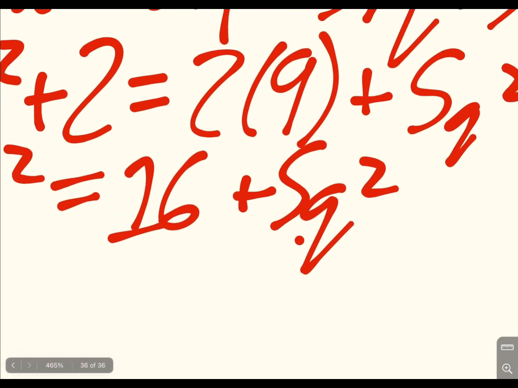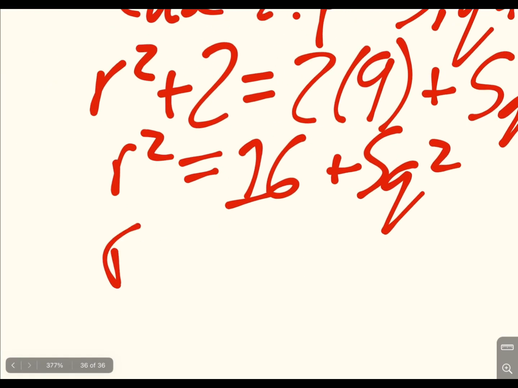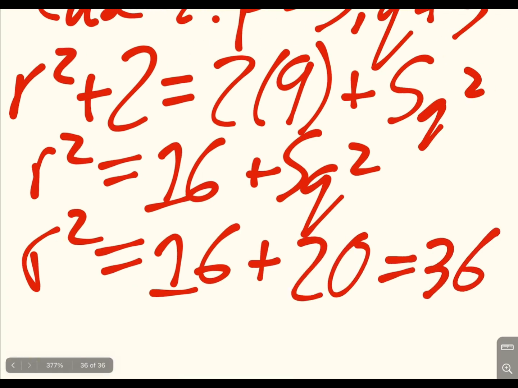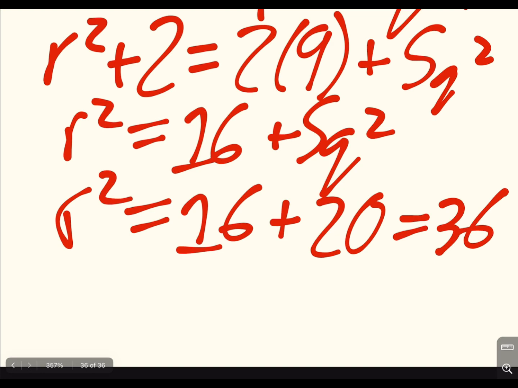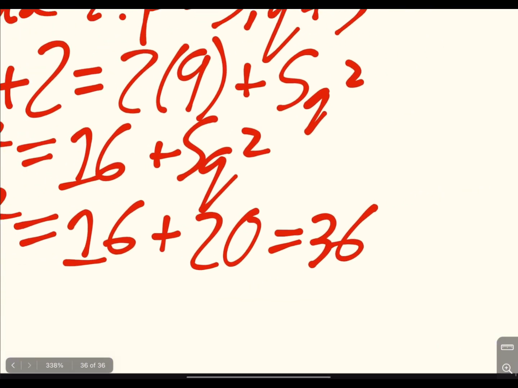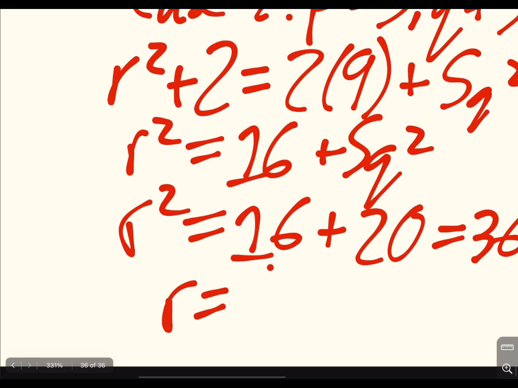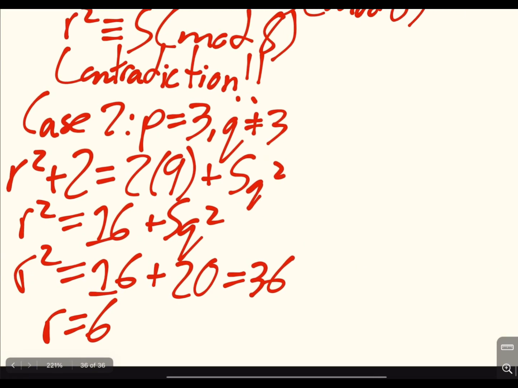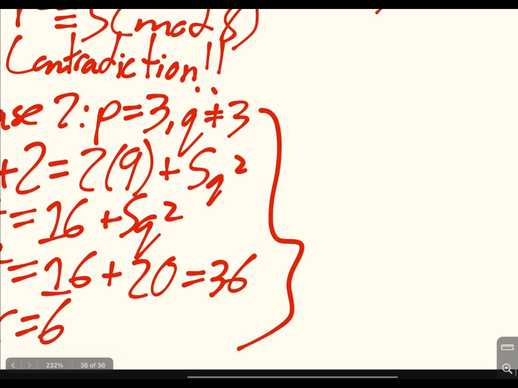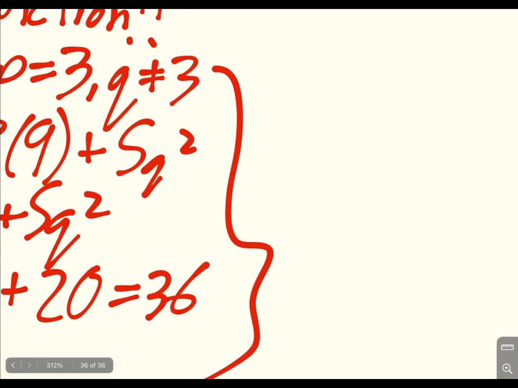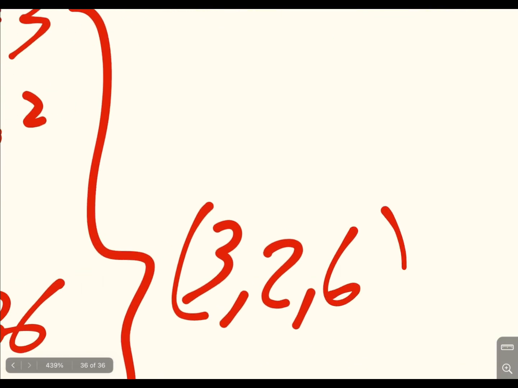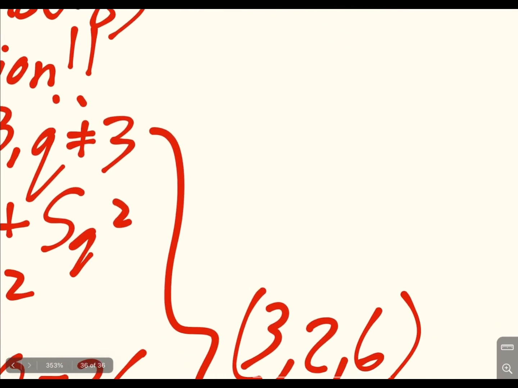we can quickly check if q is even, aka if q is 2, and it's actually going to give us 16 plus 20, which is equal to 36. And that's actually 6 squared, which implies that r is equal to 6. So we would have a nice little pair here. I mean triple, which would be 3, 2, and 6. And let's plug that in just to make sure.